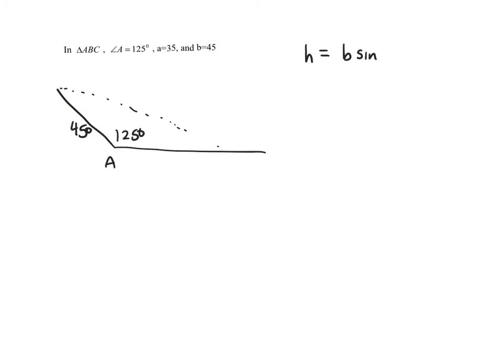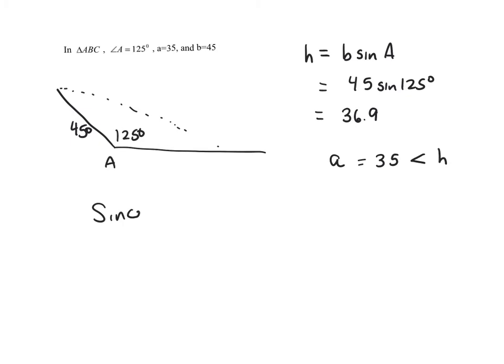H again is B sine A. So in this case, that's 45 sine 125. If I put that in my calculator, I get 36.9. Well, this actually is good news because in this case, A, which is 35, is less than H. So I'm actually in scenario A, the first case. Since A is less than H, there is no triangular solution.